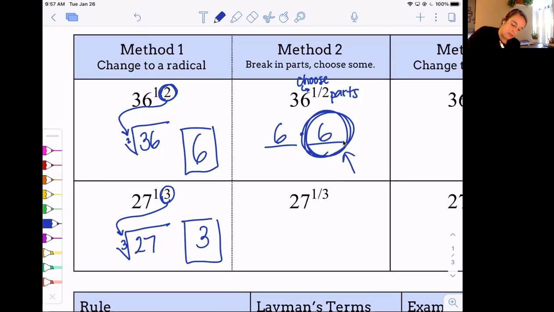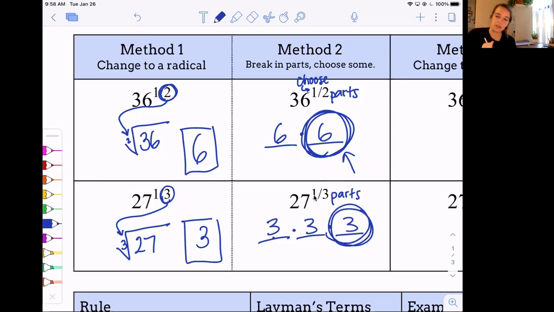If I have this one here, I'm breaking 27 into 3 parts. What times what times what gives me 27? Well, it'll be 3 times 3 times 3 will give me 27, and I'm going to choose one of them, and that is my answer. So I can see I get the same answer here and here. It's not very exciting for these ones, right?